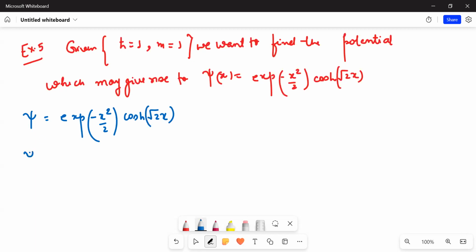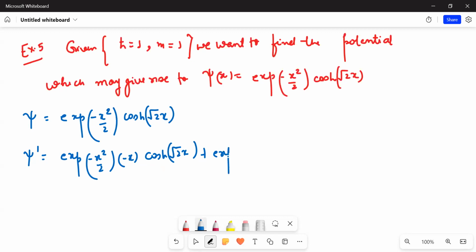So if I take the first derivative, it would be equal to exponential of minus x square upon 2 times minus x and cos hyperbolic root 2x, plus exponential of minus x square upon 2 times root 2 sine hyperbolic root 2x.